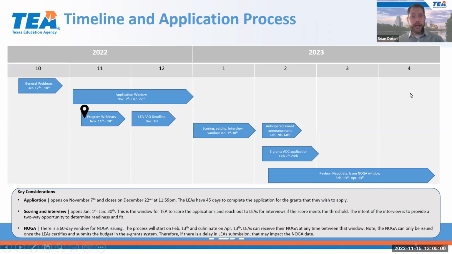The LASO timeline, we have the application window that just launched on November 7th. That is open until December 22nd. During that time, we'll also have this week of program webinars, and then we'll also have some LEA FAQs or FAQs overall that will be posted, I believe, starting next week. Then we'll go through in 2023, we'll start with any sort of scoring, vetting, interview processes in January. We're anticipating an award announcement that second week of February. And then we'll go through the grant negotiation process in e-grants and issue NOGAs by April 13th.